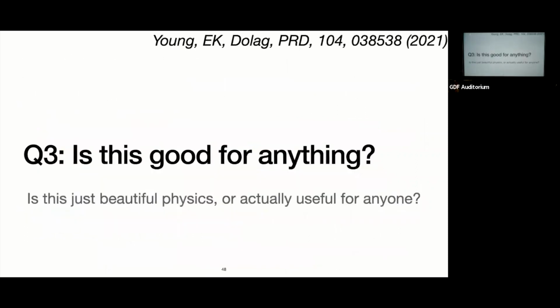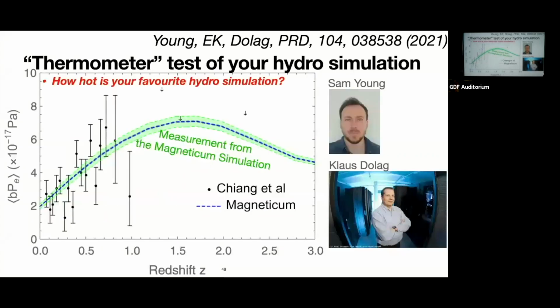Is it good for anything? So far, I'm very proud because this is really beautiful. It's energy conservation. But is this useful for anything? Okay, let's see. If you can simulate, right? So Klaus Dolag, this Magneticum simulation. It's one of the state-of-the-art hydrodynamical simulations of cosmic structure formation, including AGN feedback, supernova feedback, everything you want. Then you can just compute this from simulation and compare to the observations.